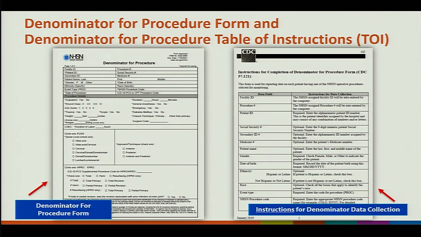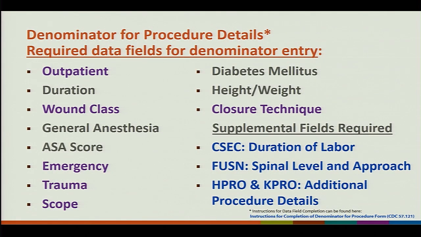You do want to complete a Denominator for procedure record for every procedure meeting the NHSN operative procedure definition that was performed during that month if the procedure category is in your monthly reporting plan. Now, these are the various fields collected on that Denominator for procedure form. It's very important to get this information correct as these details are used for various risk adjustments and analysis. The purple highlighted fields will be discussed today, as we get frequent questions about these fields. The blue highlighted fields are supplemental data fields that are collected for specific categories, and we'll talk about those as well. But note that all fields are defined within that TOI document.